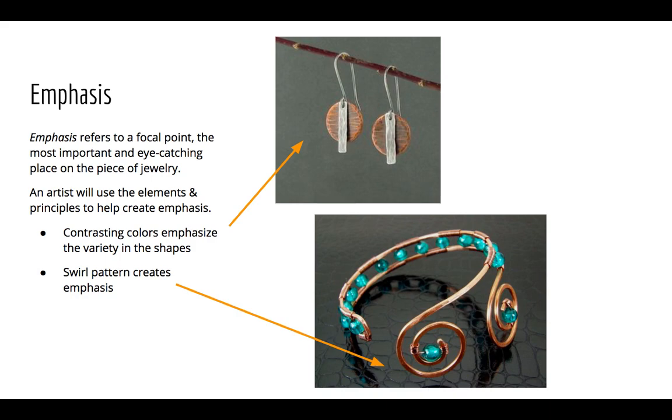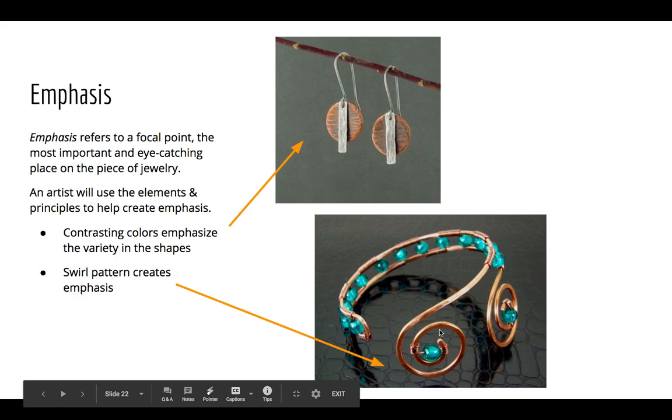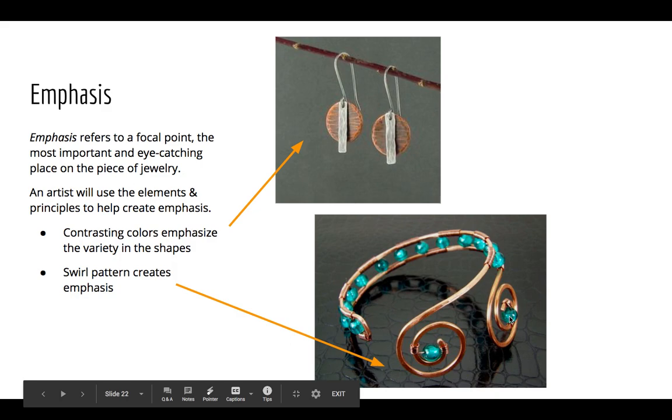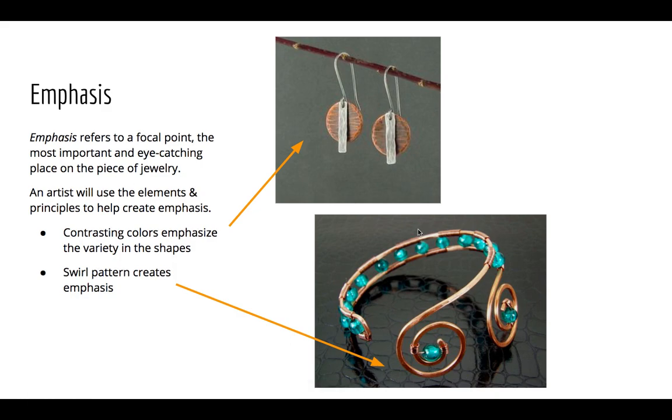Now over here, there's this swirl pattern going on, and that's going to be the emphasis, the focal point of the jewelry. So, even if someone were wearing this bracelet, this movement here of these lines and how these swirly pieces are bigger and thicker than the rest of the bracelet creates emphasis on the way that part is treated differently than the rest of the bracelet.